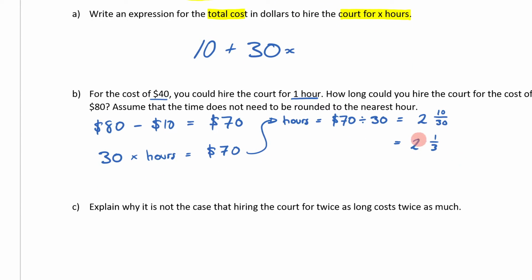Okay, we're not done yet. So that means the hours is going to be 2 hours and a third of an hour. So what is that? Well, that's going to be 2 hours. And what's 1/3 of an hour? Well, it's 20 minutes. So that means if you paid $80 for the court, you get to use the court for 2 hours and 20 minutes. Again, a little tricky. Some stuff here that we're going to learn later on in the year, but it's just kind of testing your general maths knowledge.